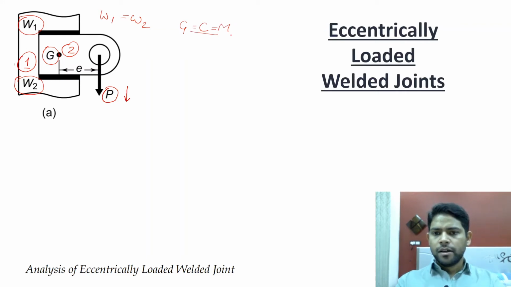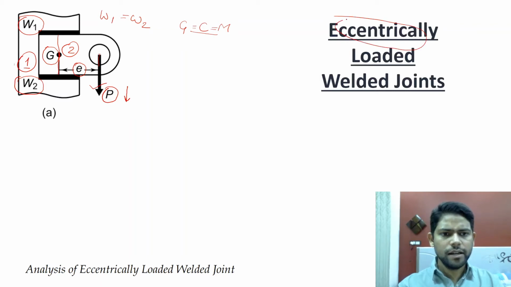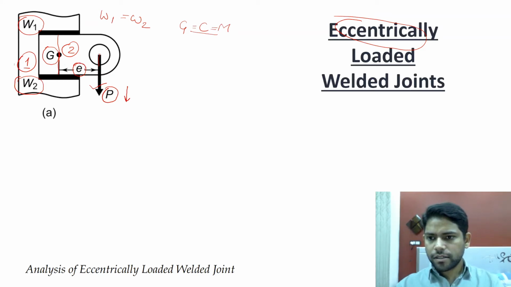Now this structure is subjected to a load of magnitude P at some distance E. Since the direction of the force is parallel to the centroidal axis and is at some distance E from the centroidal axis, this load is known as an eccentric load. This distance E is known as the eccentricity.